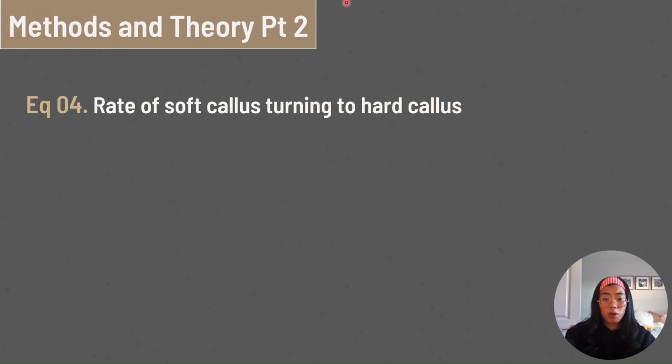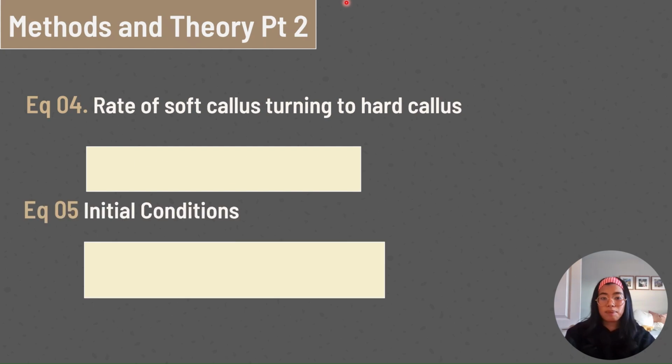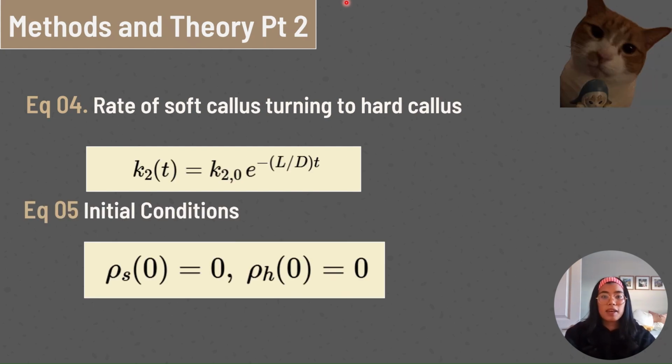For equation 4, it's the rate of soft callus formation turning into hard callus. Equation 4 shows that the rate of soft callus turning into hard callus, K2, will decrease with time. This conceptually makes sense since the bone will heal, the gap between the break will decrease, and callus formation will happen. L represents the length of the break.